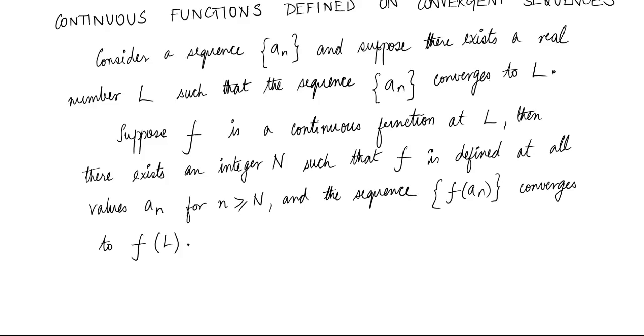All right. I had to remain silent so that I could finish writing properly. Okay, so let's read this. Consider a sequence AN, and suppose there exists a real number capital L, such that the sequence converges to L. Suppose F is a continuous function at L, then there exists an integer capital N, such that F is defined at all values AN for n greater than or equal to that particular integer N. And the sequence f of AN converges to f of L. So in other words, if AN converges to L, then f of AN converges to f of L. That is the gist of this.